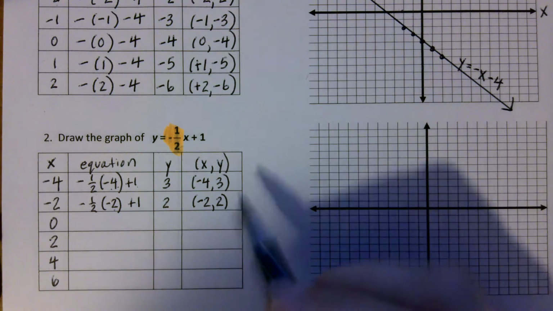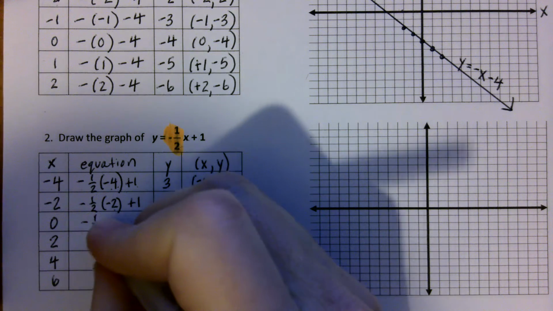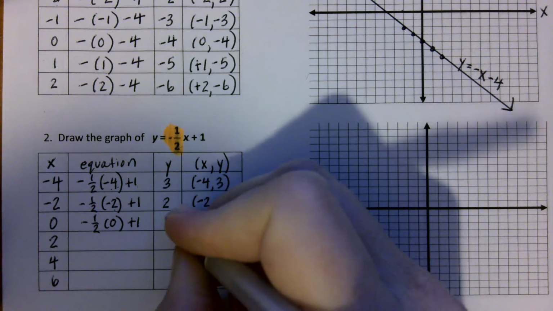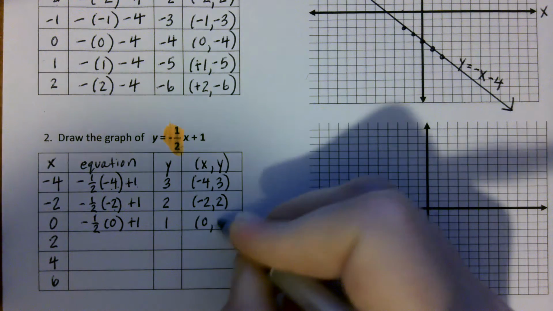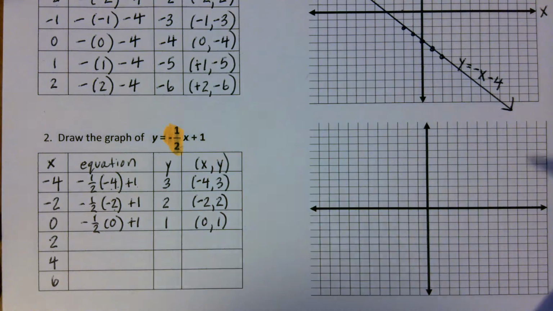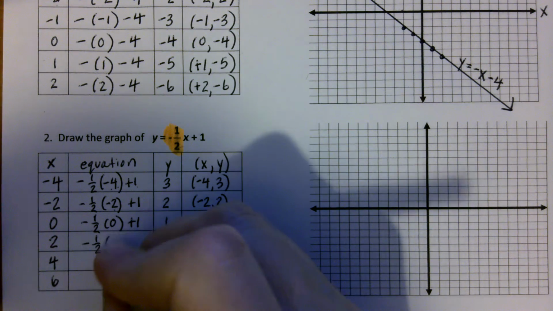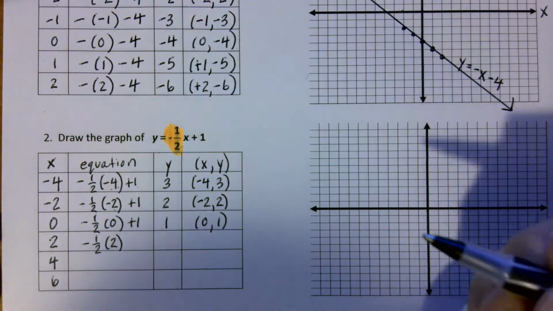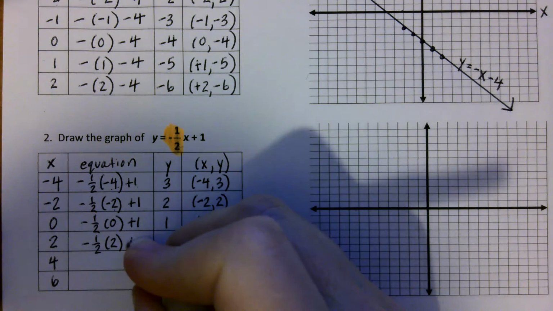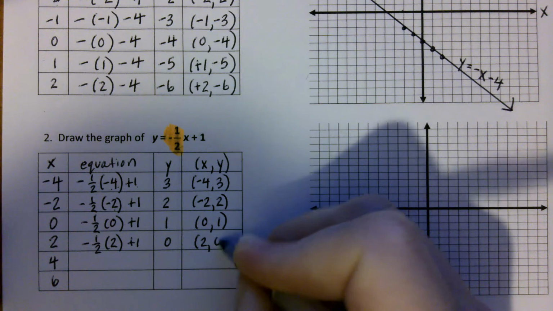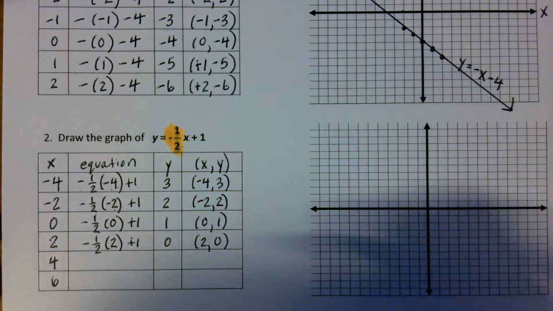Let's try it when x is 0. -1/2 times 0 is 0, plus 1 is 1. So when x is 0, y is 1. How about when x is 2? -1/2 times a positive 2 is a -1, and -1 plus 1 is 0. So when x is 2, the y value is 0.